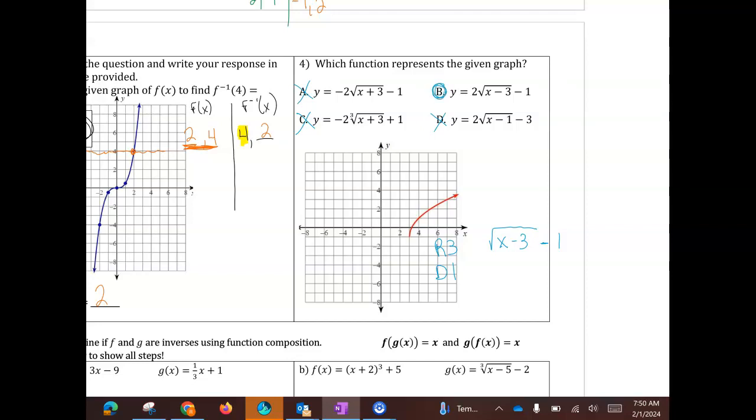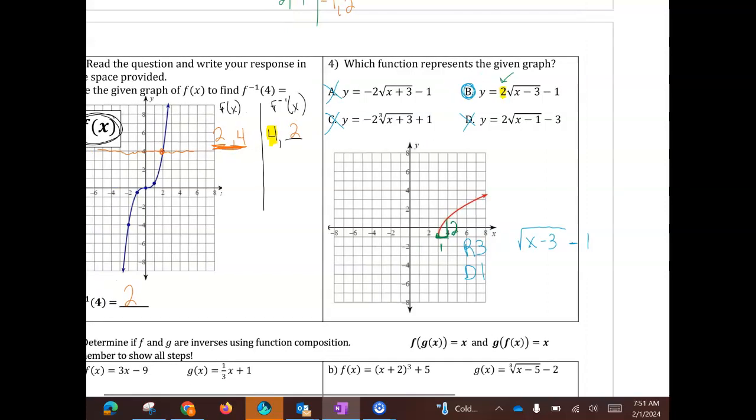Now, let's say we still couldn't tell. Then if you remember, you can figure out what this A value is if, from wherever 0, 0 went, you go over 1, how many do you go up to land on a nice point? And we go over 1, and we go up 2, which is why we're going to have a positive 2 here.